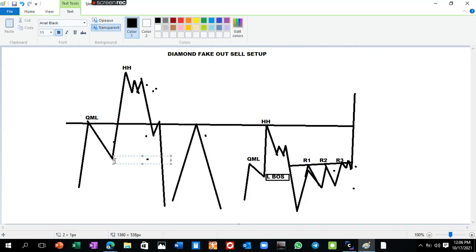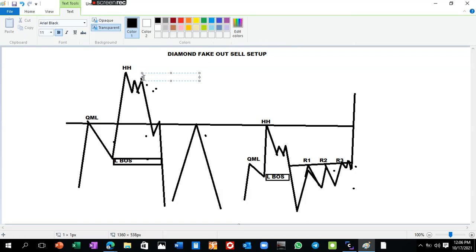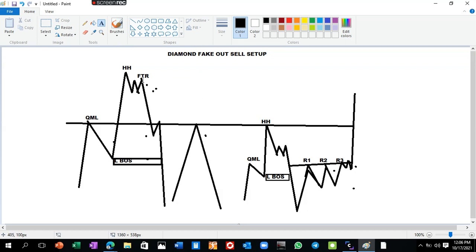This is our low, where we expect break of structure, of course. Break of structure right here. Yeah, we have our break of structure right here. Okay, so these others we'll call FTR, meaning failure to retest. Okay, and this will actually be a drop base drop.